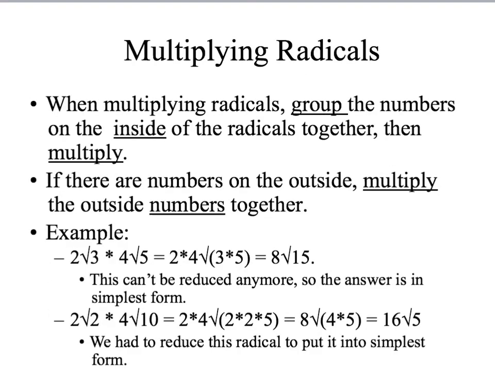Let's talk about how to multiply radicals. Now we have done a little bit of this, but when we're multiplying radicals, we want to group the numbers on the inside of the radicals together and then multiply. And if there are numbers on the outside, we're going to multiply those together. And if any of the numbers underneath or inside the radical can be reduced, we want to do that as well. So let's look at this first example.